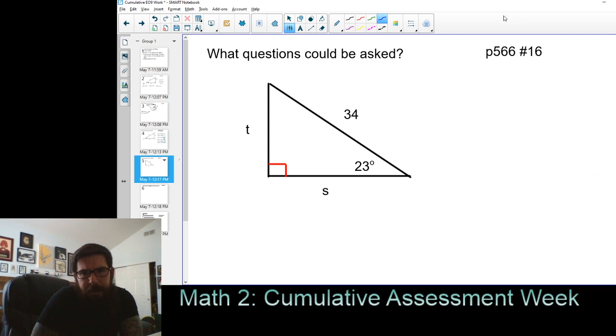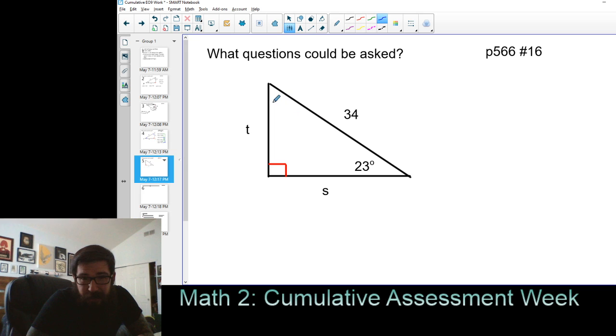Something like this, page 566, number 16. We've got a 23-degree angle. I've got 2 sides labeled T and S. I have a hypotenuse that's 34. We're probably going to ask you to find sides T and S. Now, this problem, if we do that, it's really one step away from just solving the right triangle, finding all 3 sides and all 3 angles.